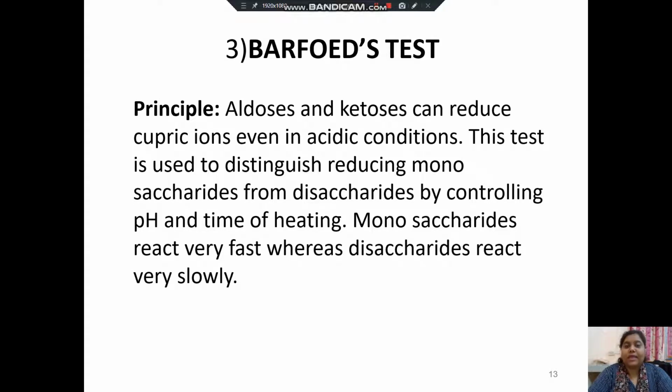So now I'll be discussing the qualitative tests of carbohydrates, that is, the Barfoed test. The principle for the Barfoed test is that aldoses and ketoses can reduce cupric ions even in acidic conditions. This test is used to distinguish reducing monosaccharides from disaccharides by controlling pH, and the time of heating is also maintained. Monosaccharides react very fast, whereas disaccharides react very slowly.